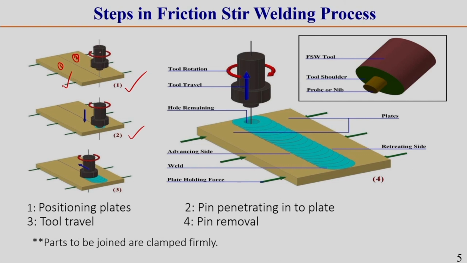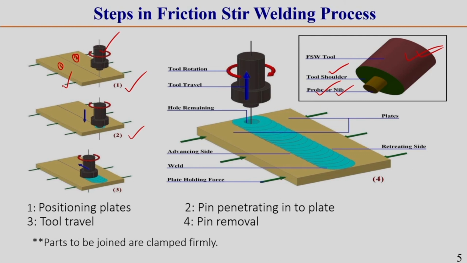After that comes a rotating tool, this is called the FSW tool, friction stir welding tool. Here I am showing a friction stir welding tool. You see, this tool has a circular bigger diameter part which is called the shoulder. Another part has a smaller diameter or smaller size than the tool shoulder, and that is called the probe or pin, or sometimes it is also called the nib. Keep this in mind.